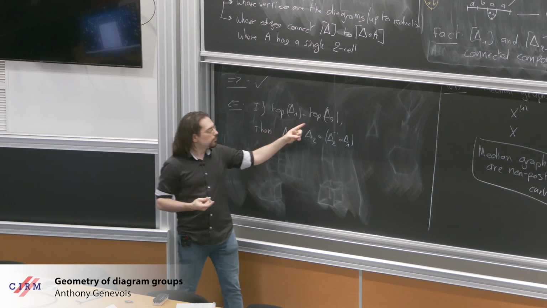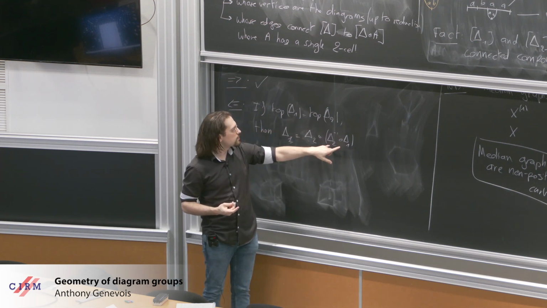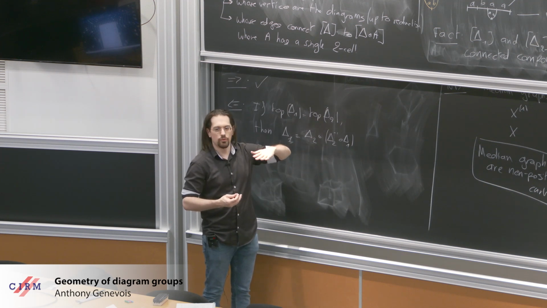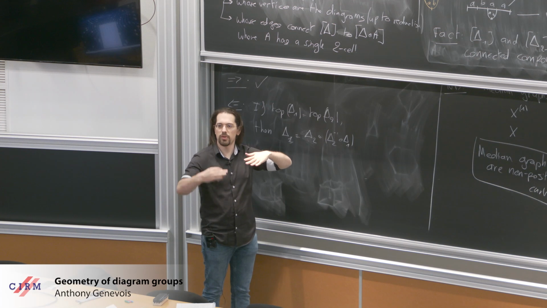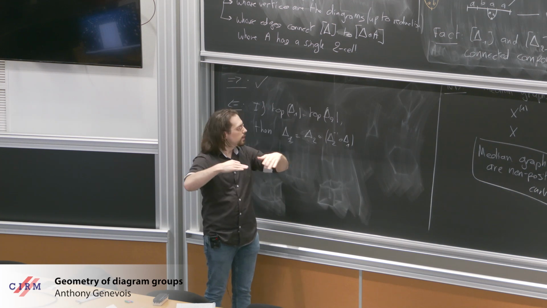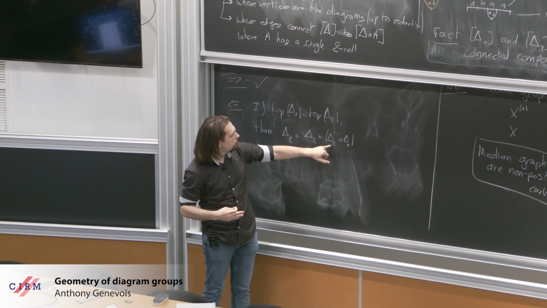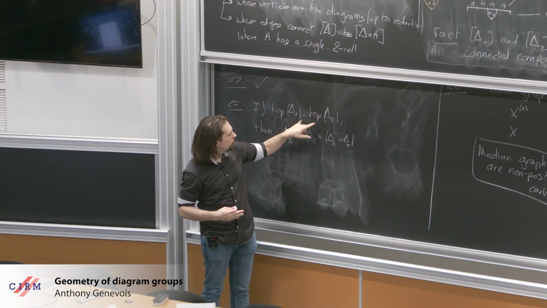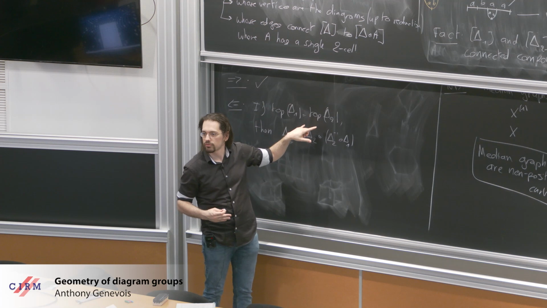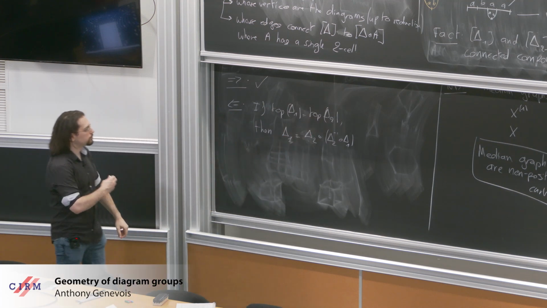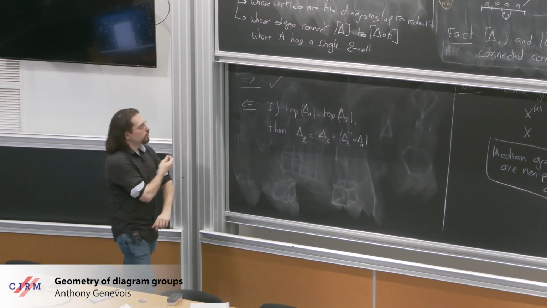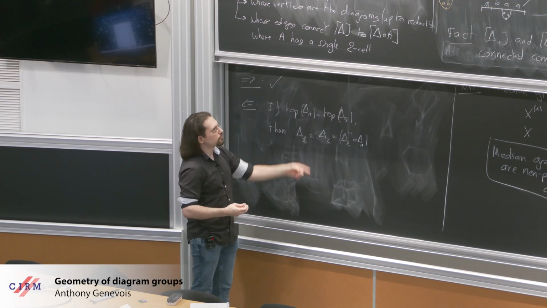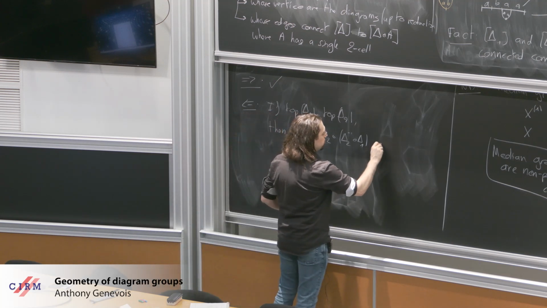Because the concatenation makes sense only if the bottom path of the first factor is the same as the top path of the second factor. And the bottom path of delta 2 is the top path of delta 2 minus 1, is the top path of delta 2. So I get exactly this condition. So that's the proof of the fact, basically.